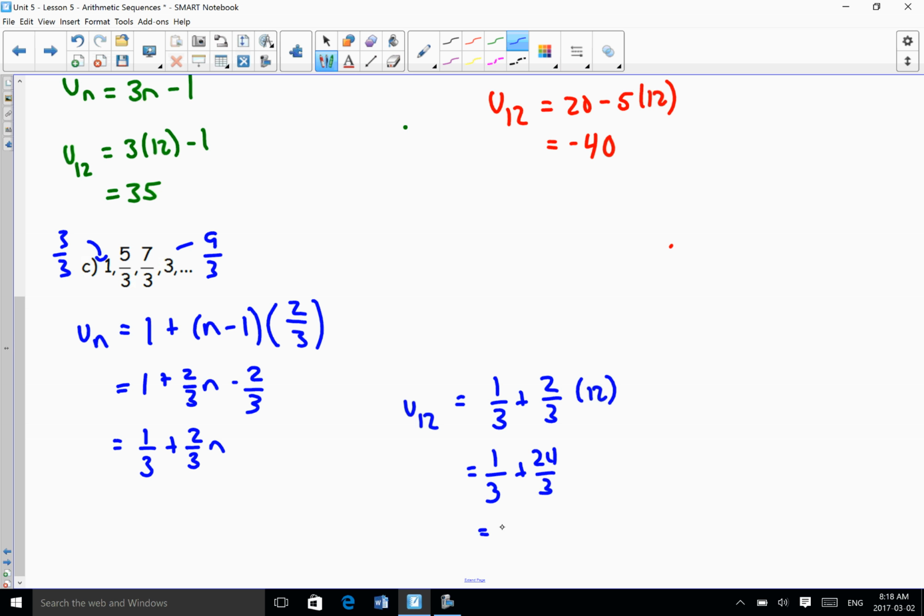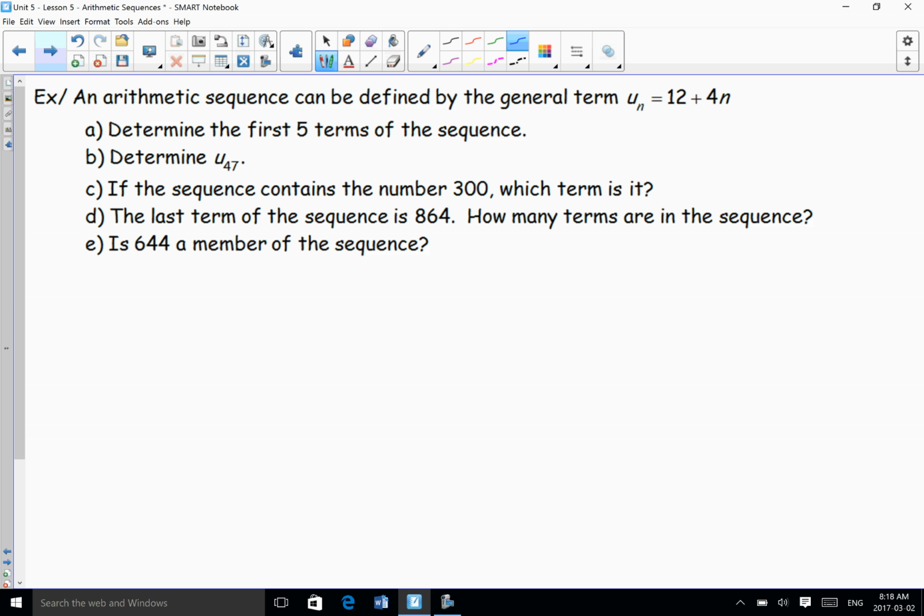24/3, which gives us 25/3. So we make ourselves an nth term, a general term, an equation to represent our pattern. Okay, we're going to do some problem solving, some thinking. So an arithmetic sequence can be defined by the general term. So here's our equation that defines it. Find the first 5 terms of the sequence. So we can work backwards now.